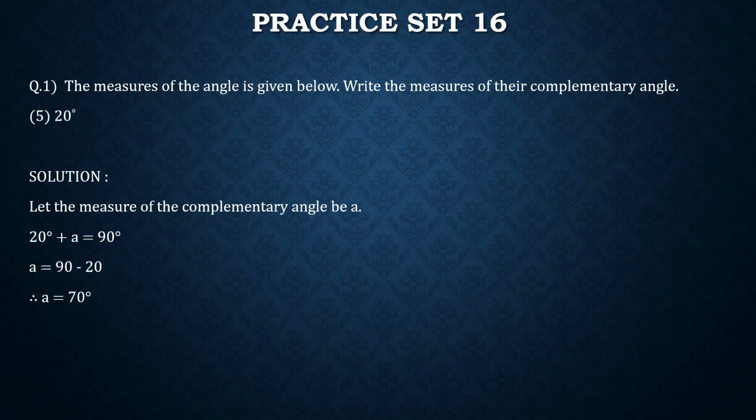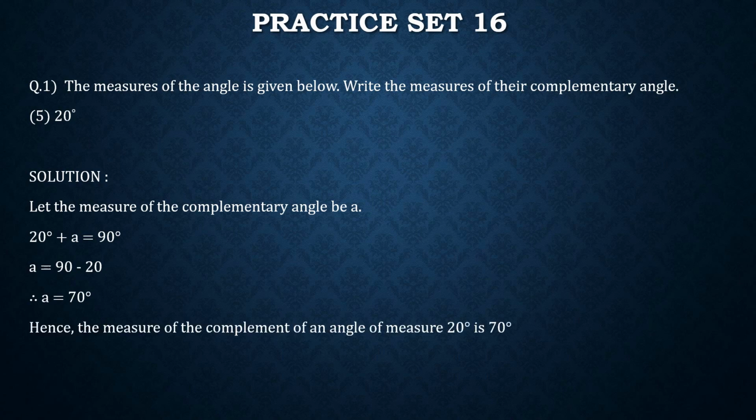Therefore, 90 minus 20 is 70 degrees. So the value of A is 70 degrees. Hence the measure of the complement of an angle of measure 20 degrees is 70 degrees. So we have found the measure of the complementary angle of 20 degrees, that is 70 degrees.